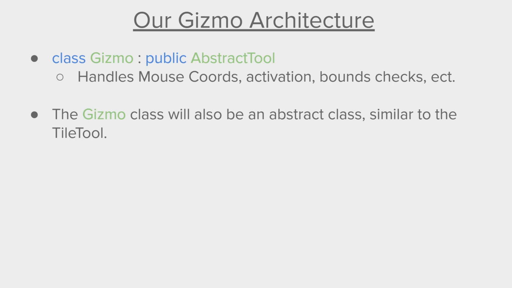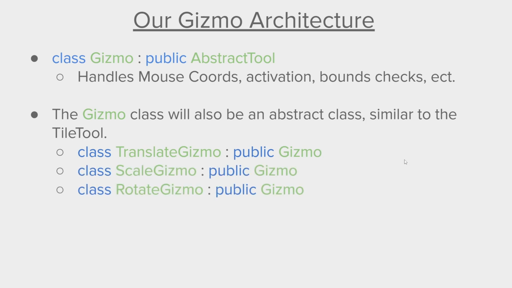The gizmo class will also be a parent abstract class for the concrete gizmos, similar to the way that we handled the tile tools. We won't want to be able to create the gizmo itself, rather we'll use it for polymorphism. As you can see here, we'll have the class translate gizmo, the scale gizmo, and the rotate gizmo. These are all going to inherit from gizmo, which will also have some pure virtual functions inside of this, so we can't actually create the abstract class. And finally, we'll have a simple struct that will hold all the gizmo axis parameters. This will hold all the common attributes necessary for each axis.